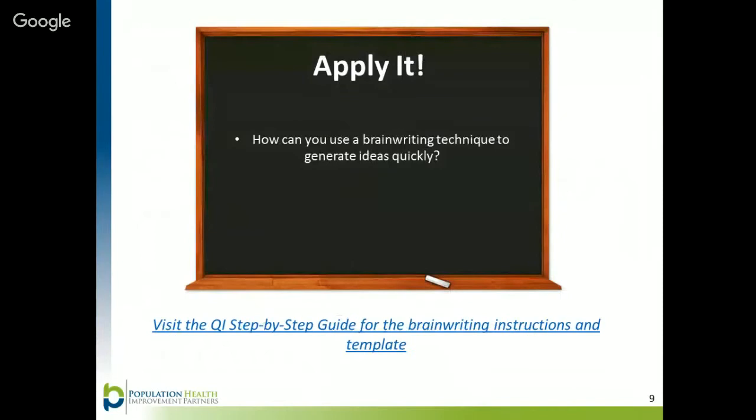Now let's try it. Sometimes we identify root causes of problems and there are no simple solutions. Think about a problem you have either in your personal life or at work. How can you use a brainwriting technique to generate ideas quickly?